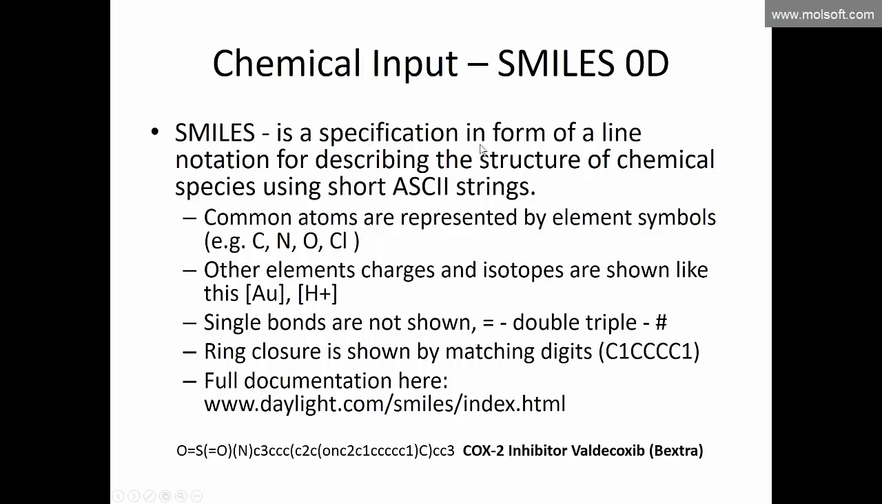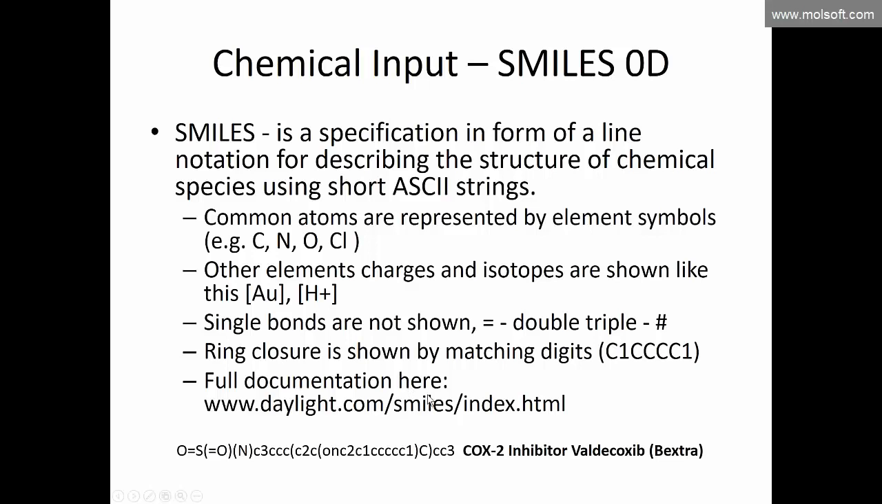So SMILES is a specification in the form of a line notation for describing the structure of chemicals using ASCII strings. Common atoms are represented by element symbols. Other elements are shown in square brackets. Single bonds are not shown, but double bonds are shown like this, and triple bonds with a hash. And when you have a ring closure, they're separated by brackets. If you want to read more about the SMILES format, you can go to daylight.com and read more about it here.